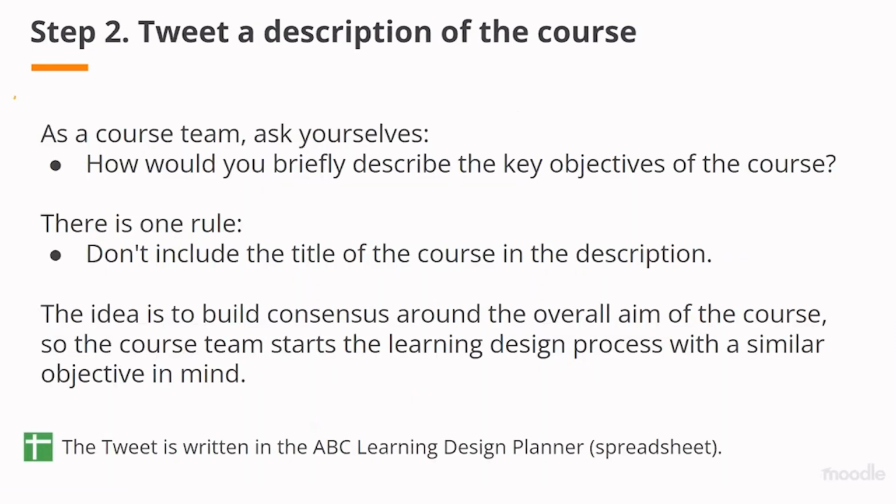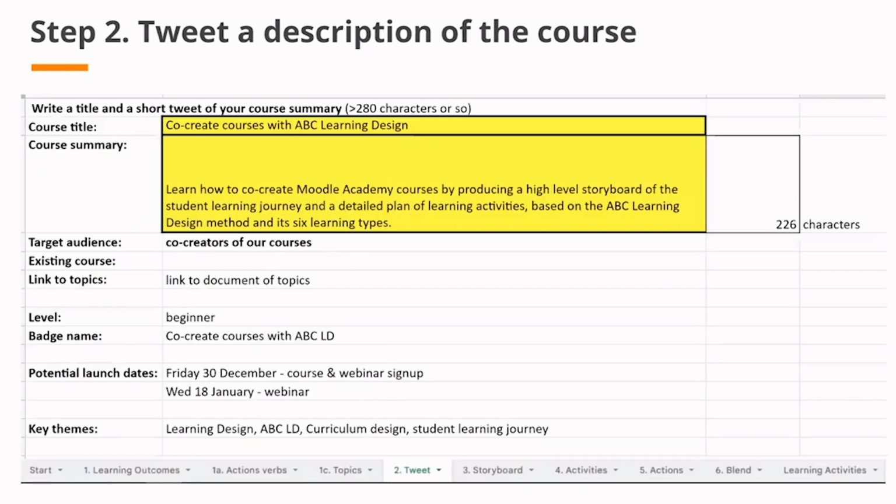In the next step, which is the first step in the 1-hour workshop, we develop a tweet to briefly describe the key objectives of the course. We ask that the course title isn't included in this description. And the point of this step is to build consensus around the overall aim of the course, so the course design team start the learning design process with a similar objective in mind. This is what the tweet tab looks like.